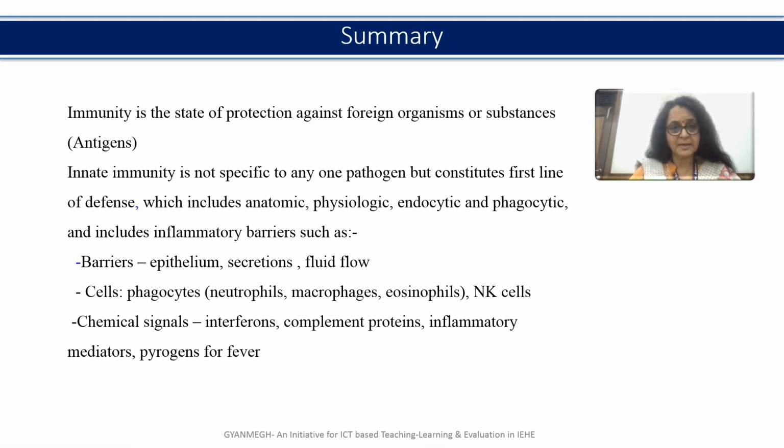I would like to summarize my lecture by saying that immunity is the state of protection against foreign organisms or antigens. Innate immunity is not specific to any one pathogen but constitutes the first line of defense, which includes anatomic, physiologic, endocytic, and phagocytic barriers. It also includes inflammatory barriers such as epithelium, secretions, and fluid flow. Cells involved here are phagocytes like neutrophils, macrophages, eosinophils, and natural killer cells. Chemical signals like interferons, complement proteins, inflammatory mediators, and pyrogens for fever also contribute to immunity.